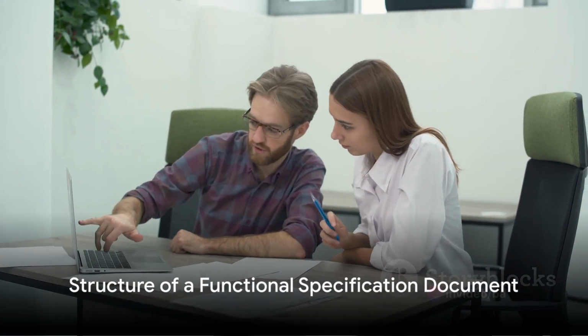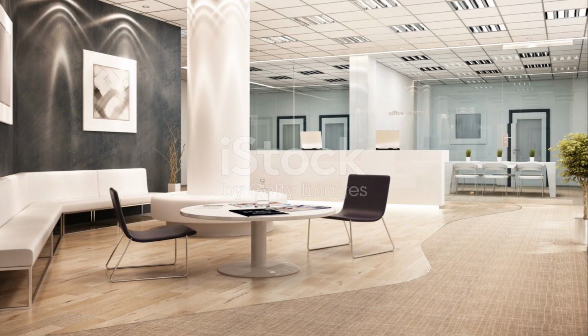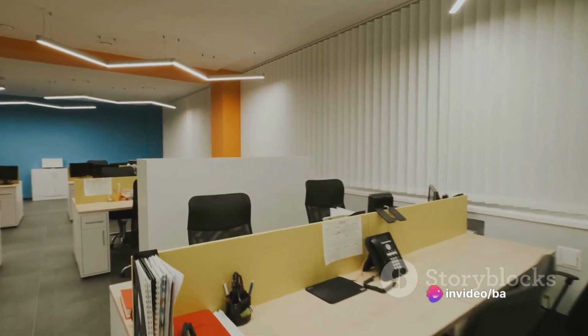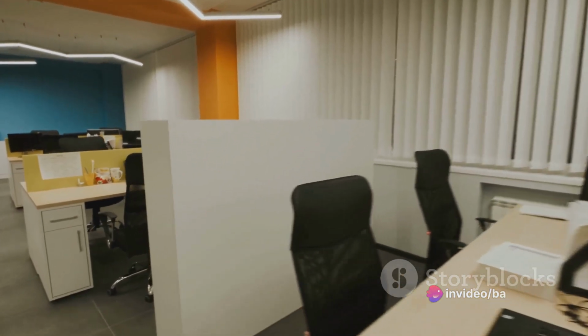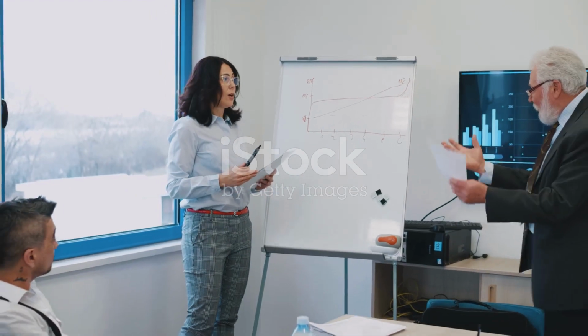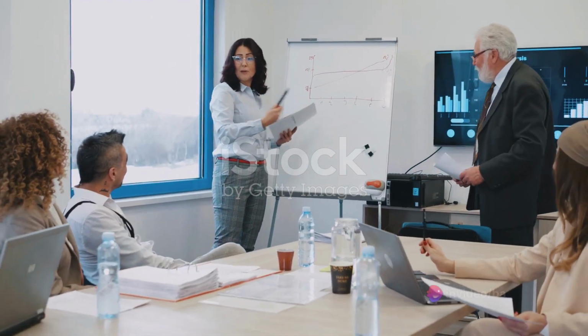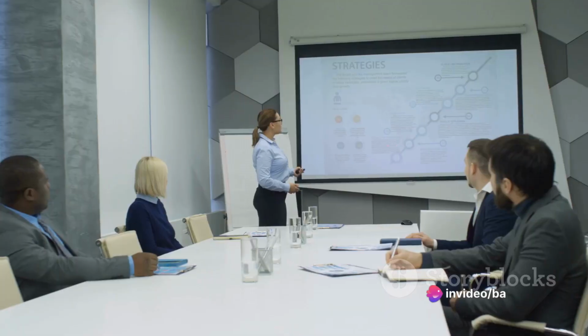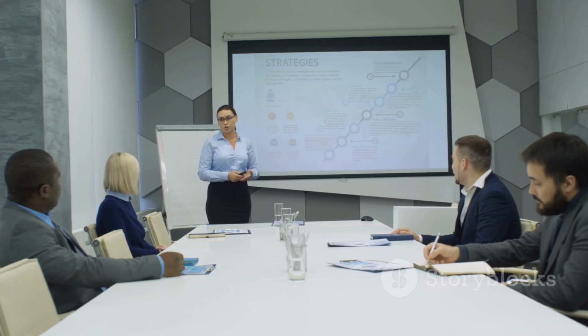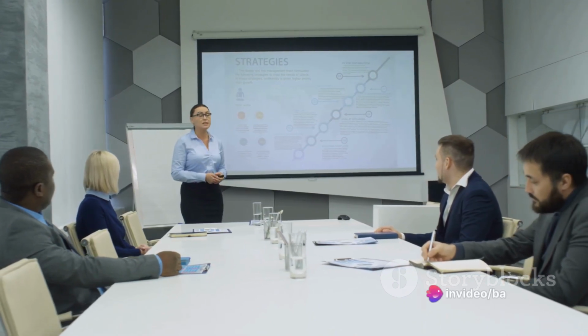A well-structured functional specification document is easy to read and understand. It's like a well-built house, where each room has a specific purpose and everything is in its place. Let's begin with the introduction. This section is the doorway to your document. Here you set the stage by providing a high-level overview of the project. You'll want to briefly describe the product or system, its purpose, and the target audience. Think of the introduction as a concise summary that primes the reader for the details that are to follow.